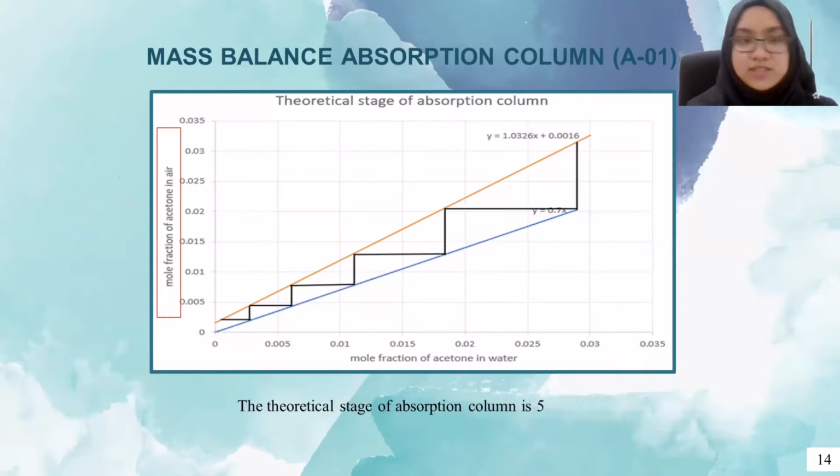Next is the determination of the theoretical stages of the absorption column. By plotting a graph in Excel of the mole fraction of acetone in the air against the mole fraction of acetone in water, we determine the theoretical stage of the absorption column to be 5. That's all for me. I'll pass the presentation to the next presenter.